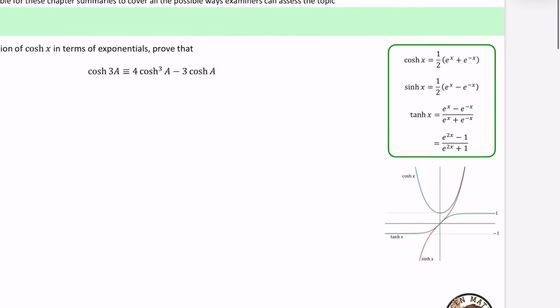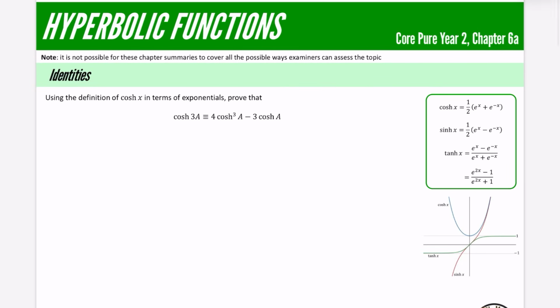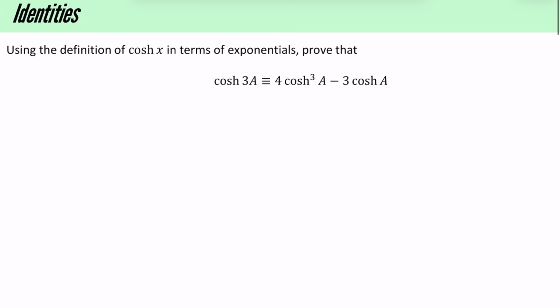So what I want to do for the first part is to prove an identity that we've got here, which is really just using these exponential forms and getting used to practicing using lots of stuff to do with these exponential functions. So it says, using the definition of cosh x in terms of exponentials, prove that cosh of 3a is equal to 4 cosh cubed a minus 3 cosh a.